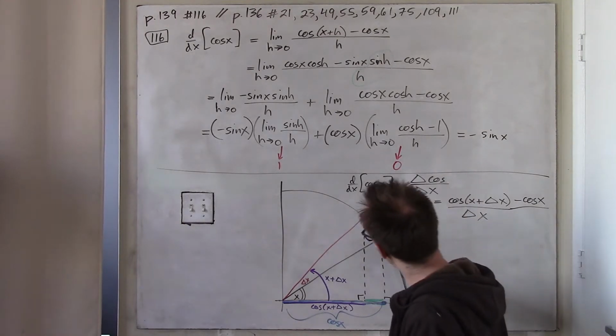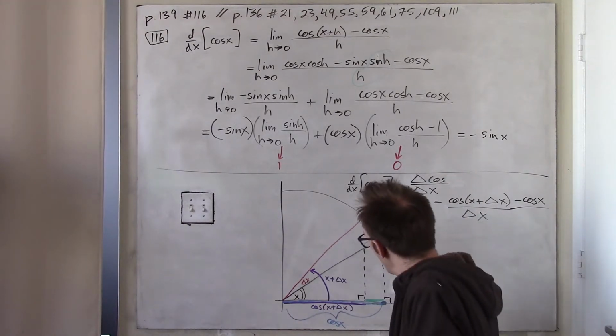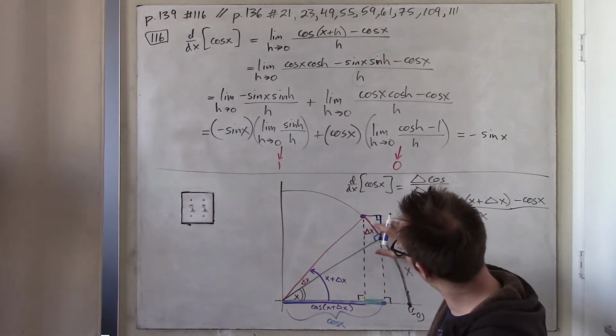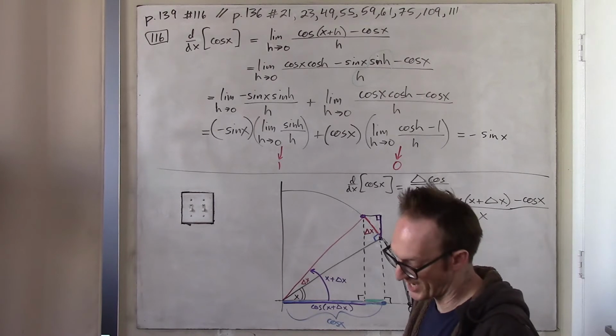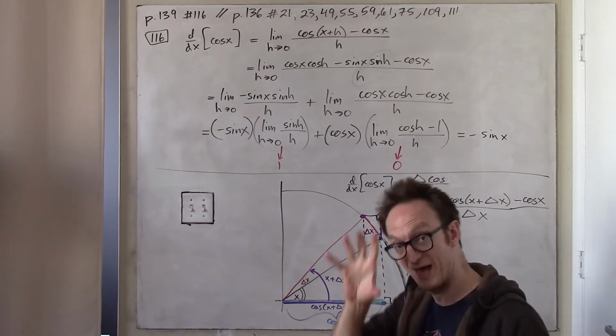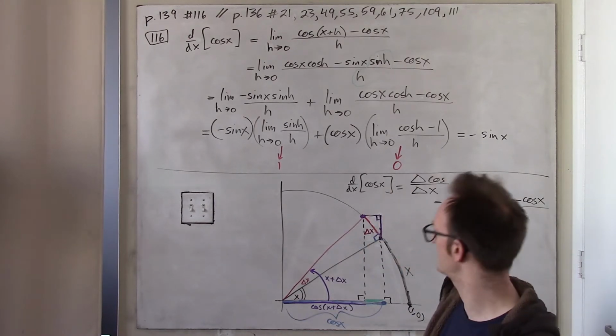And so I think it's reasonable, if we're doing this the casual way, to call that a right angle and to think of this little thing here as being a triangle. Is it really a triangle? No, it's really not a triangle. But if delta x is infinitely small, then it's kind of a triangle.